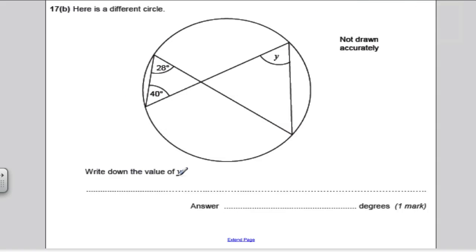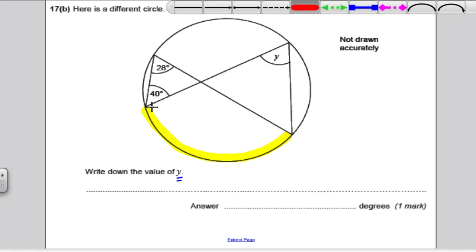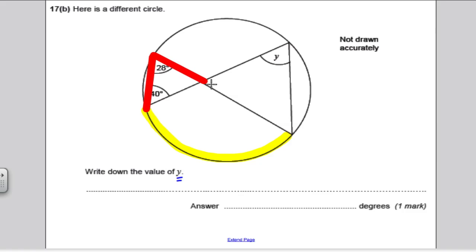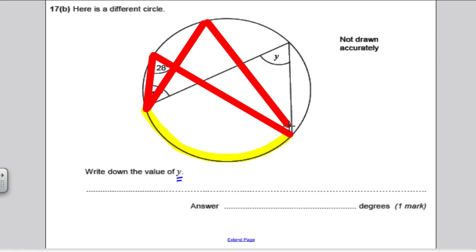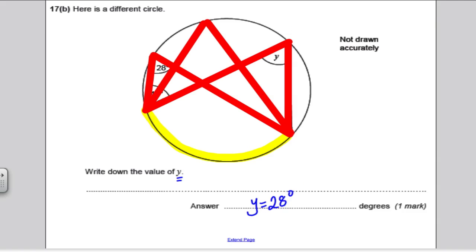17b, here's a different circle. What's the value of y? Well, you should also remember that if you have an arc, then the angle subtended from the same arc is the same anywhere at the circle. So I am subtending an angle from that arc, and it's 28. Any other angle I choose that is also subtended by the same arc must be 28. And in particular, this one here, y, is subtended from the same arc, so that also must be 28. So y is equal to 28 degrees.